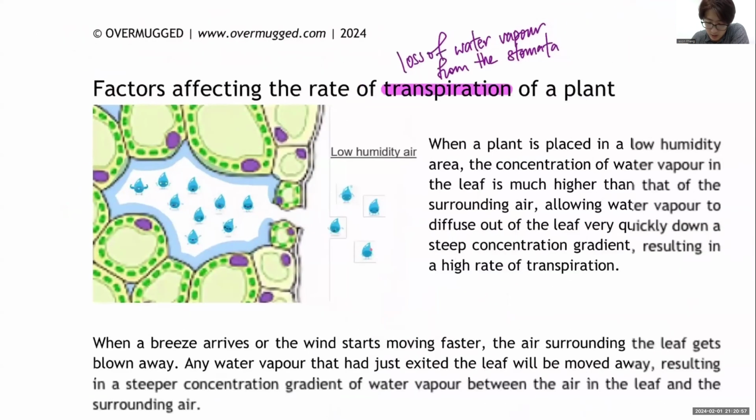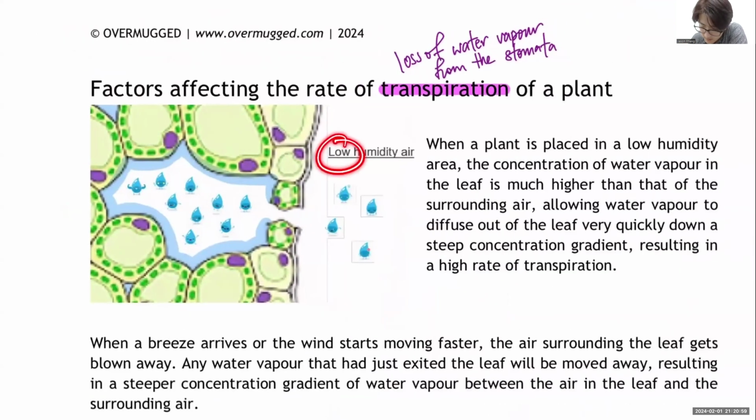That's it. So when it's low humidity, very quickly. But the proper explanation is about our dear diffusion. So you must talk about the steep concentration gradient. Then the opposite is true. Okay, keep that in mind.